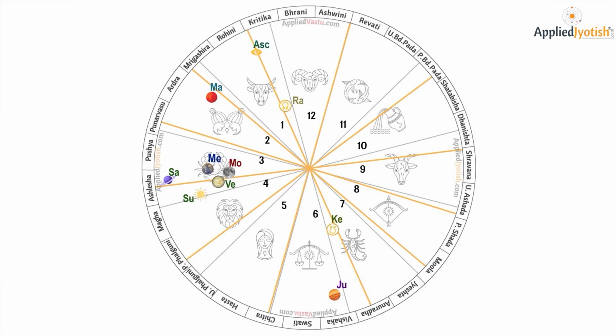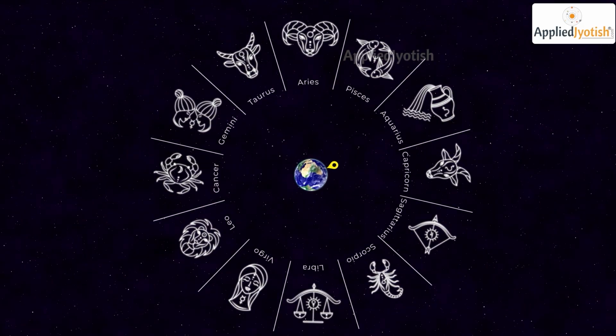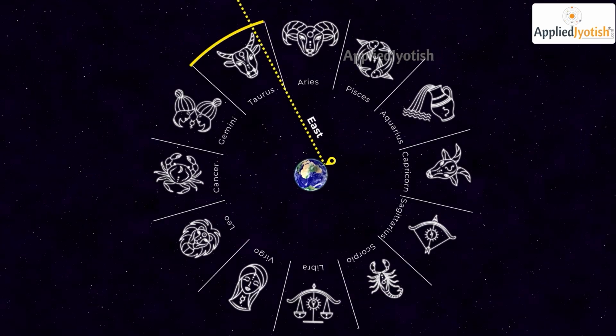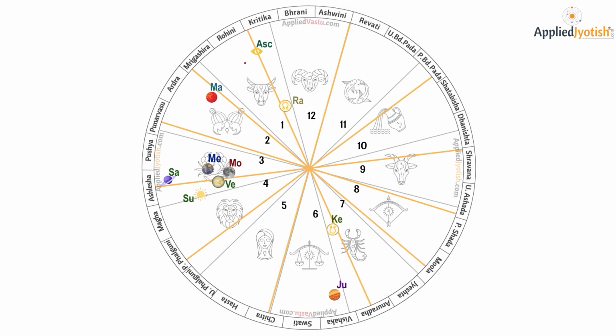In the center of the AppliedJyotish Kundli or birth chart, imagine the earth according to the geocentric model. At that moment, 15th of August 1947, 11:59 p.m. at Delhi, the straight line drawn towards the eastern horizon is this yellow line, which intersects the Taurus sign. This means that at that time the Taurus sign was rising in the eastern sky of Delhi. In the AppliedJyotish chart, ASC stands for Ascendant, which in Vedic language is called Lagna.